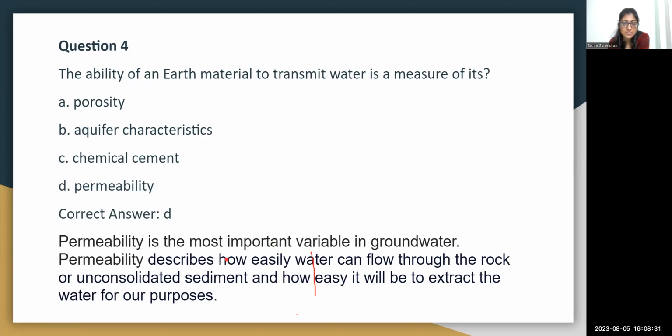This explains how easily water can flow through the rock or soil material, and how easily we can extract the water for our purposes, which is determined by the permeability of the material. So permeability is the factor that determines what kind of geological formation it is also. So the answer to the question is permeability.